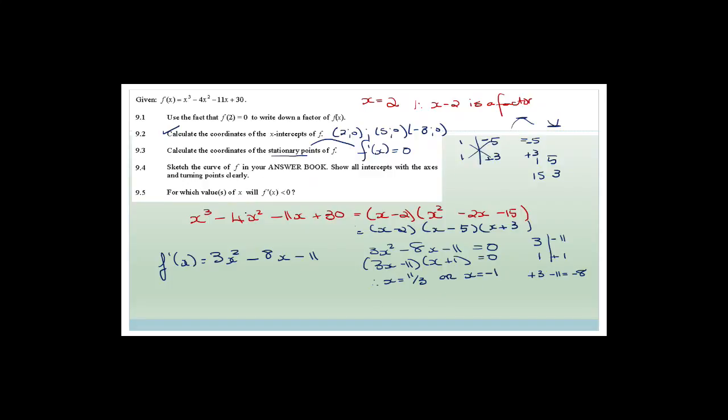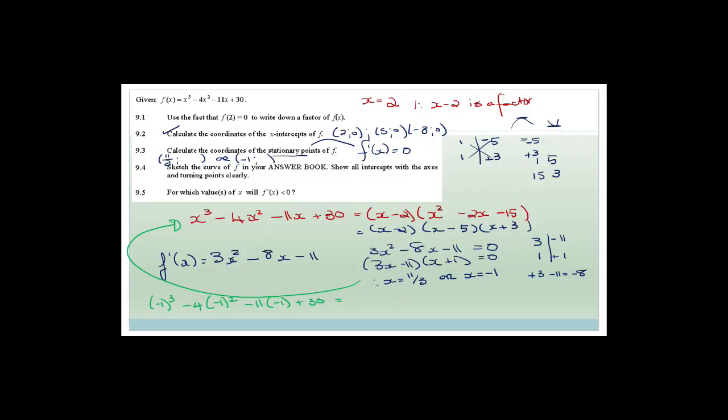Okay, so these are the x coordinates of the stationary points. The x coordinates of the stationary points are 11 over 3 or minus 1, okay? Now we need to find the y value. Whenever you want to find the y values, you always substitute back into the original. So we're going to substitute these numbers back into the original. So let's do minus 1 first. Okay, so we've got minus 1 cubed, minus 4 times minus 1 squared, minus 11 times minus 1, plus 30.